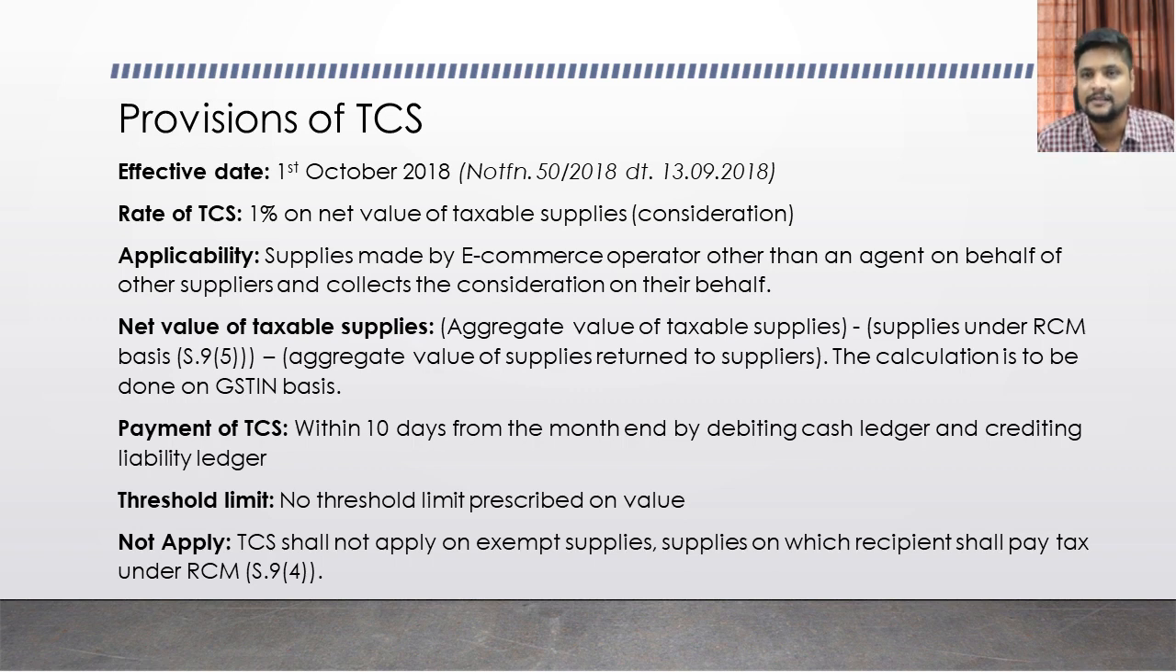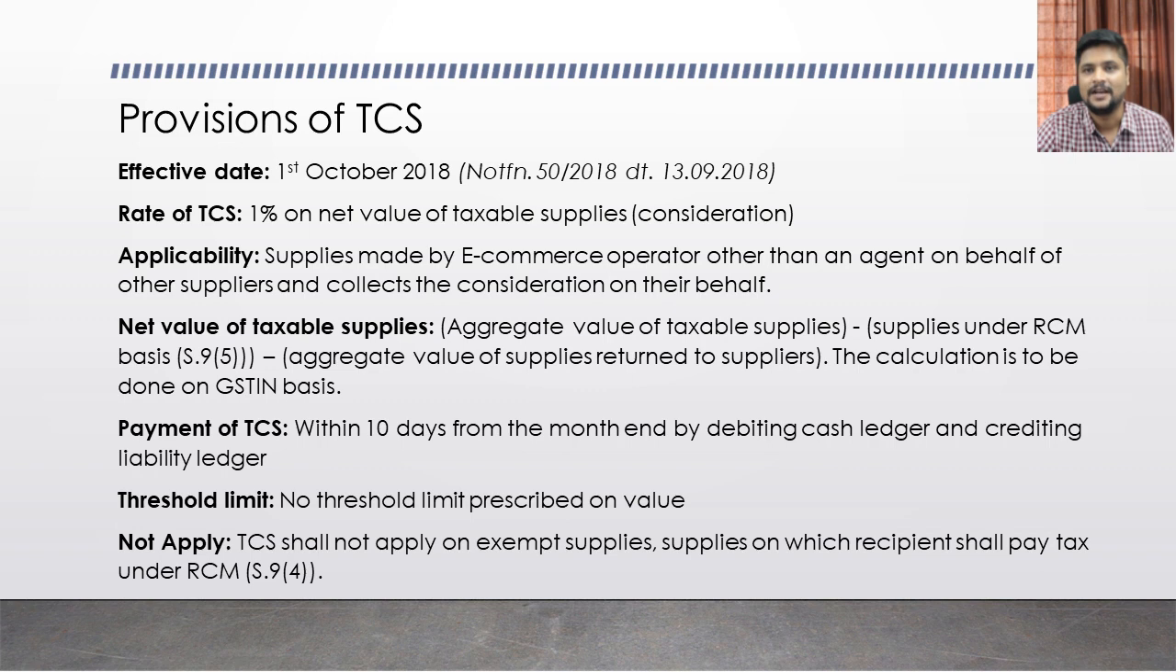Similar to TDS, in case the tax acts involved are two acts, for example CGST and SGST, then TCS will be collected at 0.5% under CGST and 0.5% under SGST. If the applicable act is the IGST Act, then the TCS rate is 1% together. Clear or no? It is 1% on the net value of taxable supplies. On the net value of taxable supplies, the TCS will be calculated. Let us now understand what the net value of taxable supplies is.